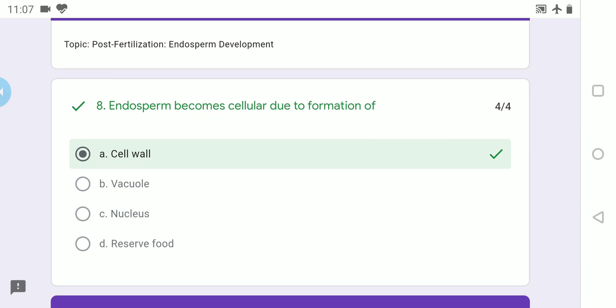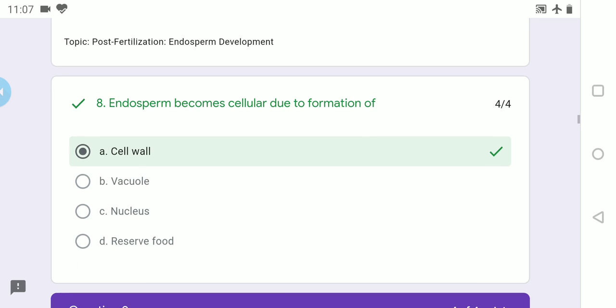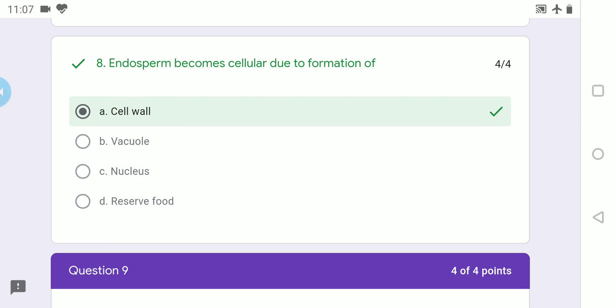The next question. This is also related to the topic post-fertilization, that is endosperm development. Endosperm becomes cellular due to the formation of, as I said just now, the cell wall. While the deposition is going on, subsequently the cell wall formation occurs and the endosperm becomes cellular. So this is called the cellular endosperm. Got it? Yeah.